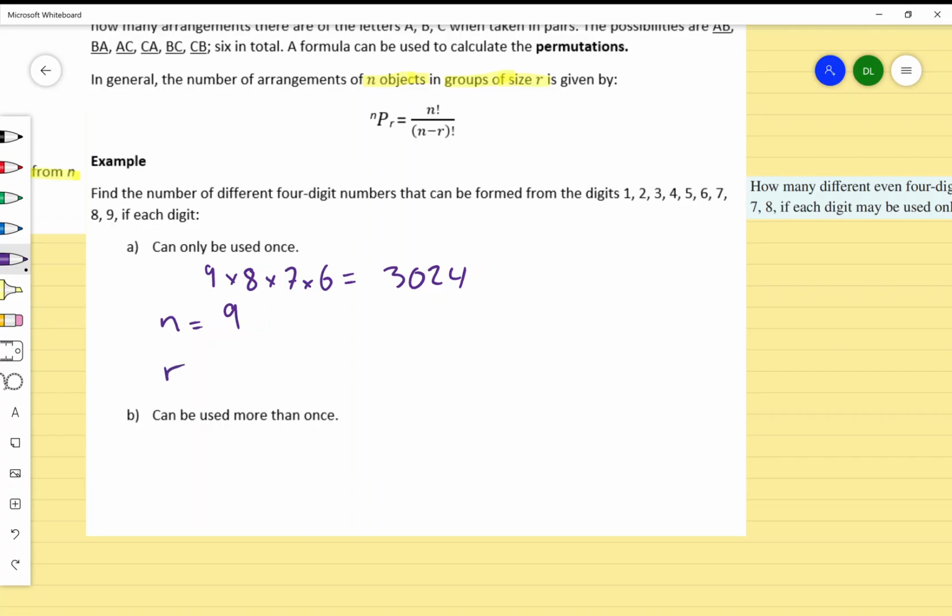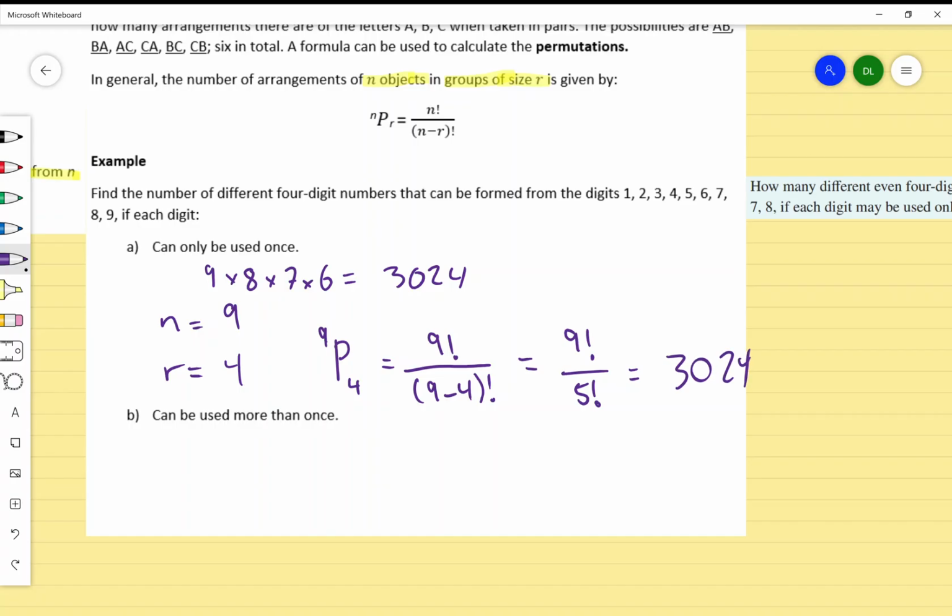I also know that my group size, or the number of digits that can fit into my 4-digit number, is, of course, 4. So I'm going to go ahead and write nPr. Instead of writing n, I write 9P4. Gives me 9 factorial divided by (9 minus 4) factorial. You put this in the calculator, or you can just solve it by hand, doesn't matter. 9 over 5 factorial, which ultimately gives you the same value of 3,024.